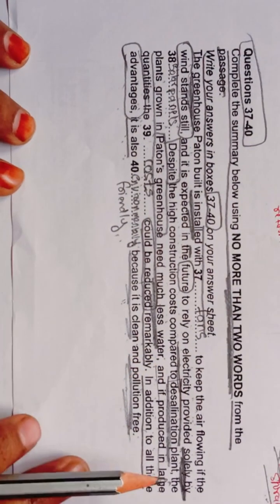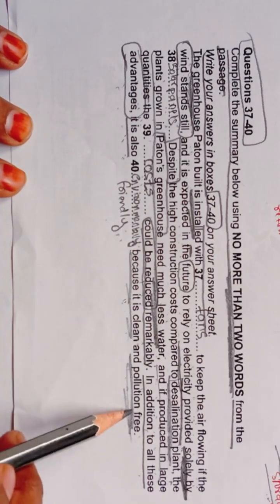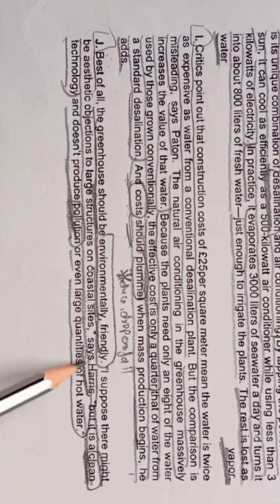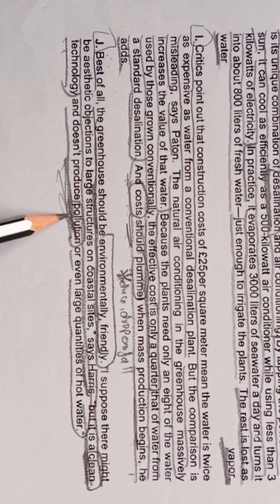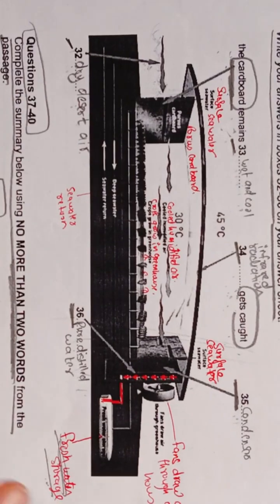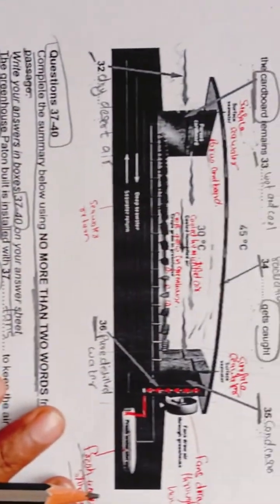So in addition to all these advantages, it is also environmentally friendly because it is clean and pollution free. Okay. Best of all, the greenhouse should be environmentally friendly. I suppose there might be aesthetic objection to large structures on coastal sites, says Harris, but it is clean technology and does not produce any pollution or even large quantities of hot water. Okay. So with this we have completed our entire passage.